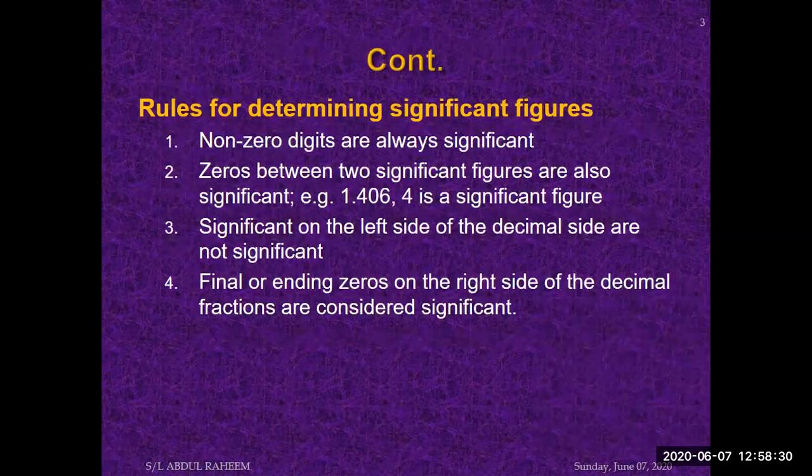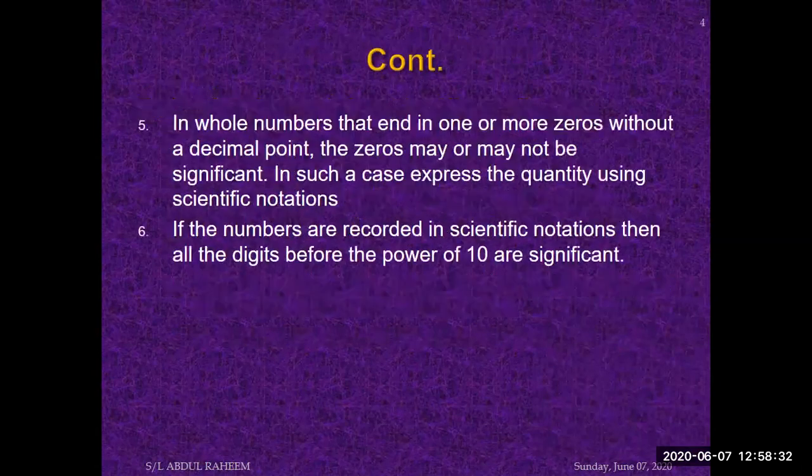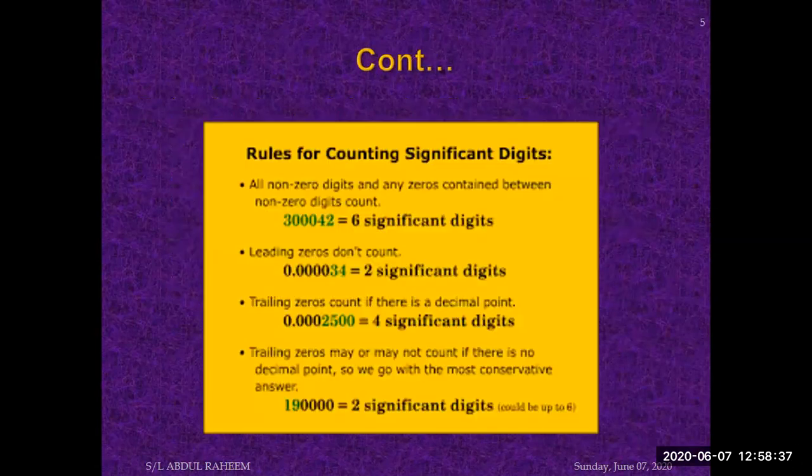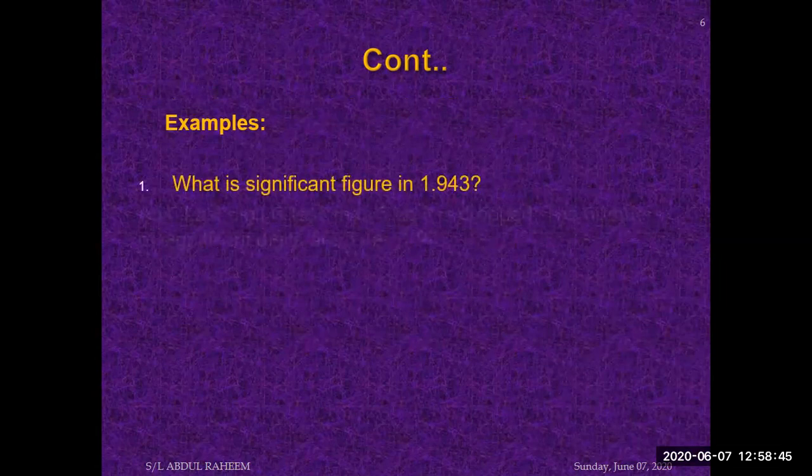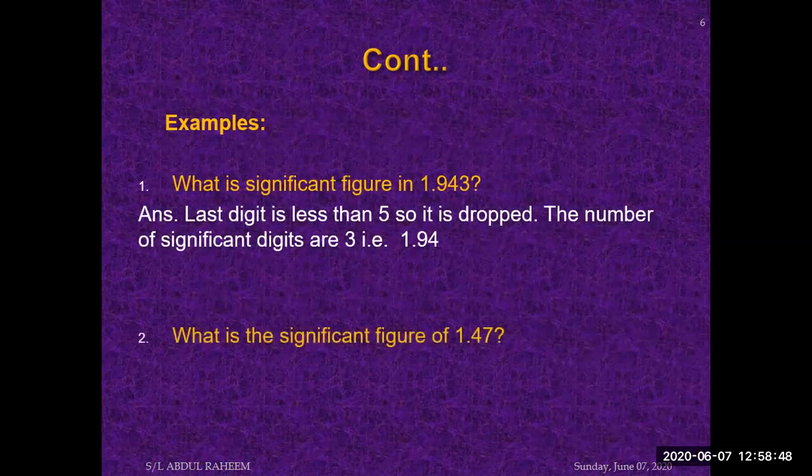So these were some of the rules which I have discussed. Again, I moved up to the sixth point, and then we considered a few examples to understand clearly how significant figures are calculated. At the end, I have given you some assignments so that it becomes easier for you to understand.